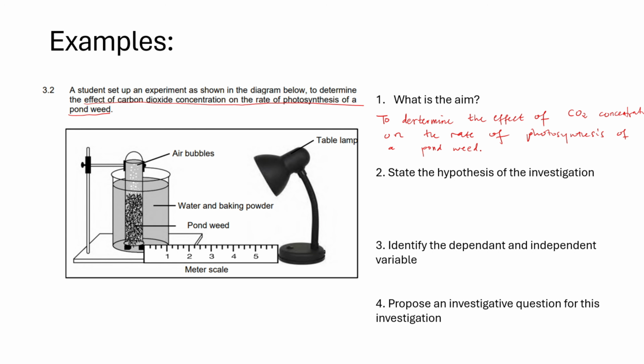Most of the time the aim of an investigation is found in the opening statement of the question. This first paragraph of the question always has the aim and also has the hypothesis, the dependent and independent variable, as well as an investigative question. All of these things which I have asked here are all found in the first paragraph of an investigation. So the aim is just to determine how something affects something. That is why we say we are determining the effect of something on something.